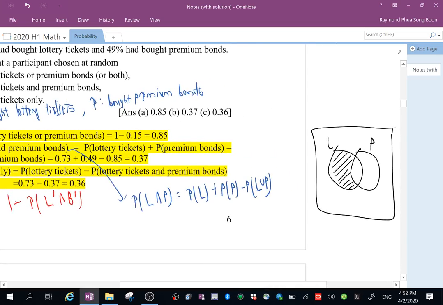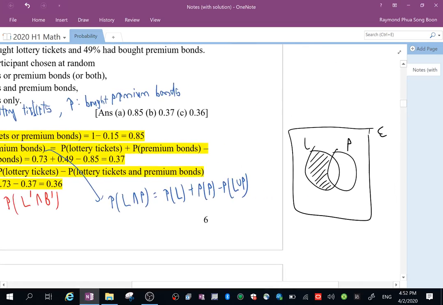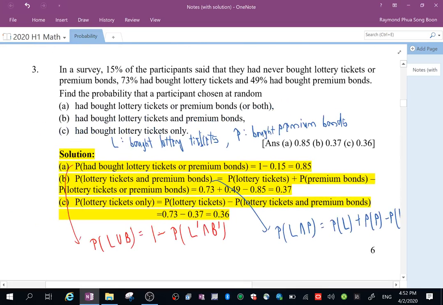All right, so the required shaded region is as shown in this Venn diagram. So therefore, you can see that these few questions in this exercise serve to illustrate that the Venn diagram is a useful tool to help you solve some of the probability questions. Okay, good.